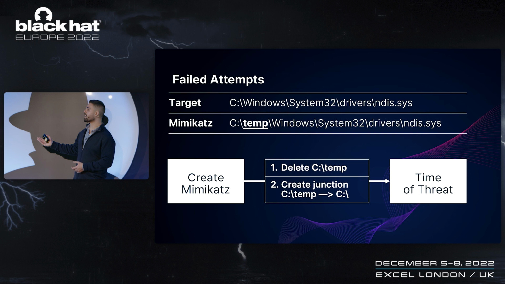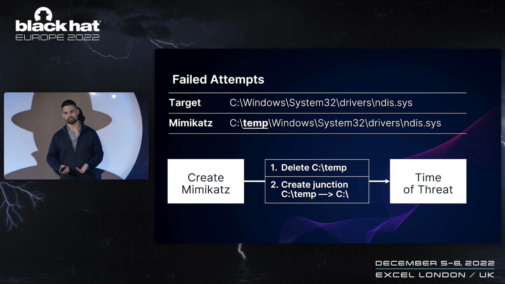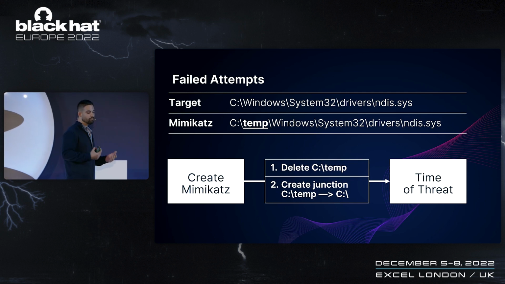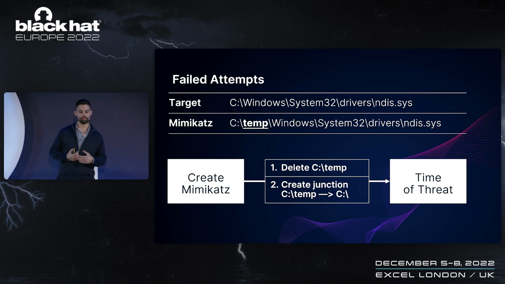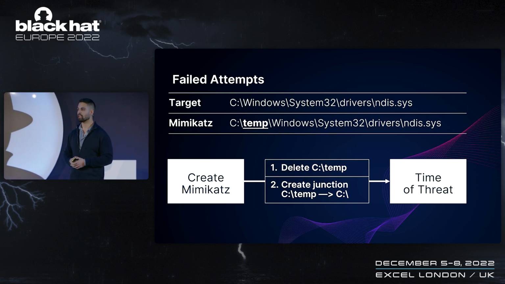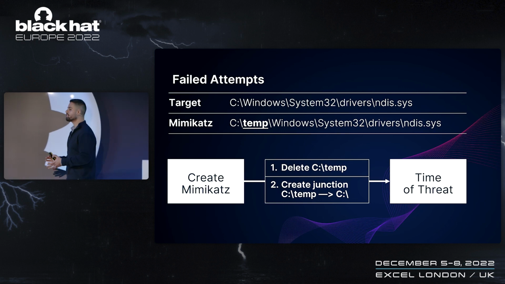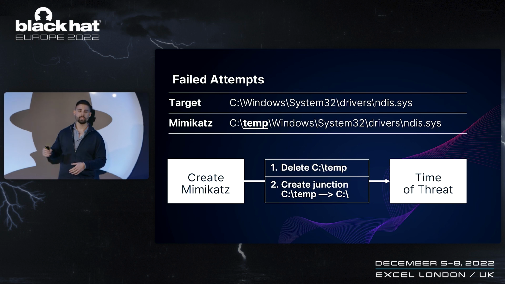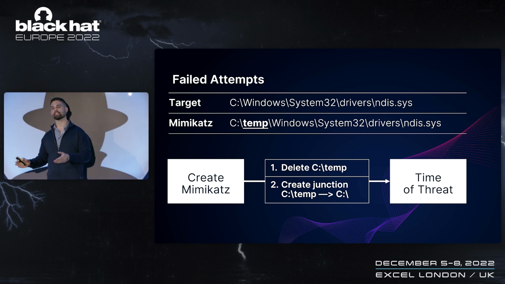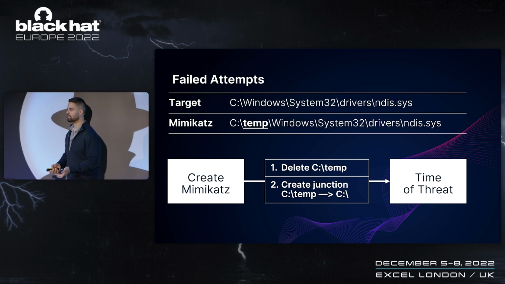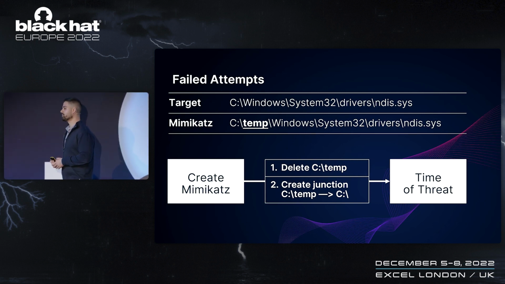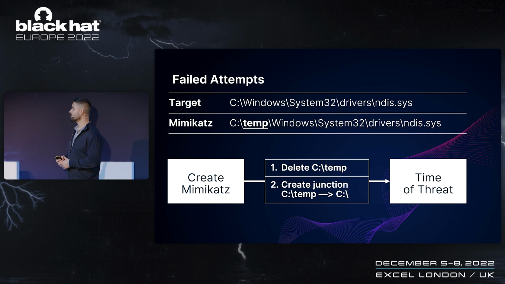I knew that Mimikatz is a file that the EDR wants to delete. And so I created Mimikatz in the path C:\temp\Windows\System32\drivers\ndis.sys. Then right after the creation, I deleted the file with the temp directory, created a junction instead, and waited for the EDR to delete my target file. But that did not work, and I had a few failed attempts with this method.